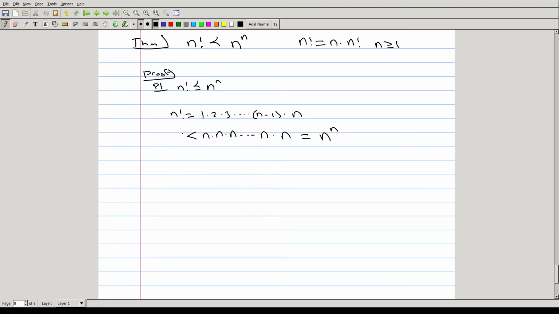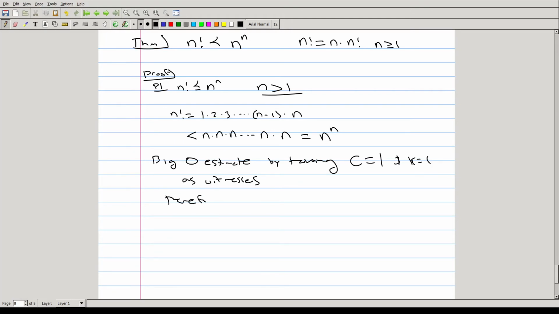Therefore, we have a big O estimate here, taking C equals 1 and K equals 1 as witnesses, because when n is strictly greater than K, or strictly greater than 1, this strict inequality will always hold, and therefore n factorial is dominated by n to the power n, or n factorial is big O of n to the power n.